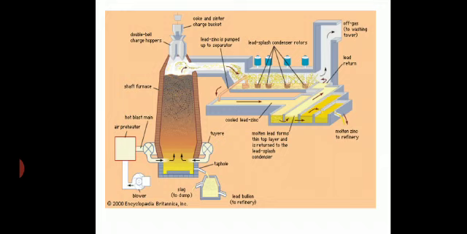If iron oxide is also present, the ore is subjected to electromagnetic separation, where iron oxide acts as an impurity. In the case of hematite, iron oxide is not an impurity, but in this case it is. We remove the iron oxide by electromagnetic separation. Then after concentration of the ore, we go for roasting of the ore.